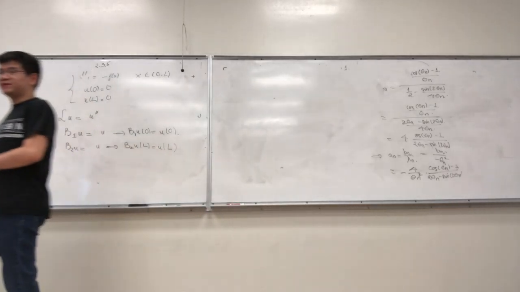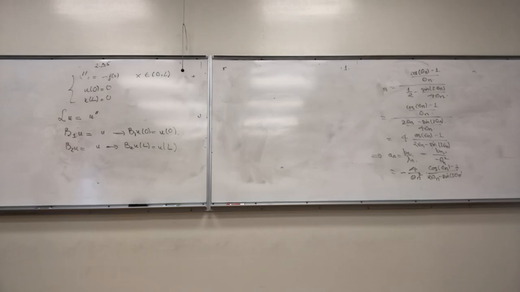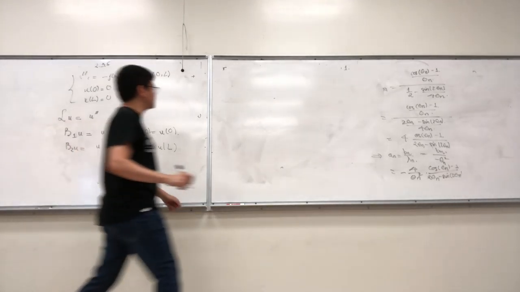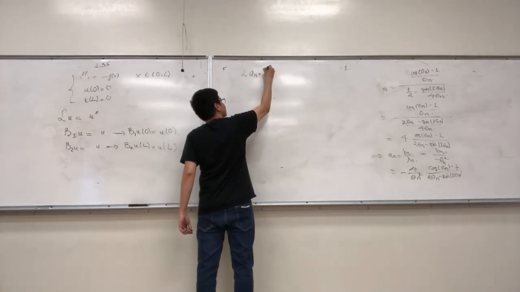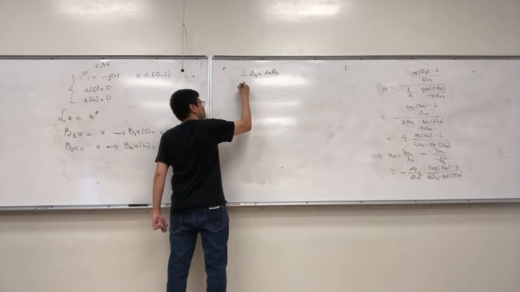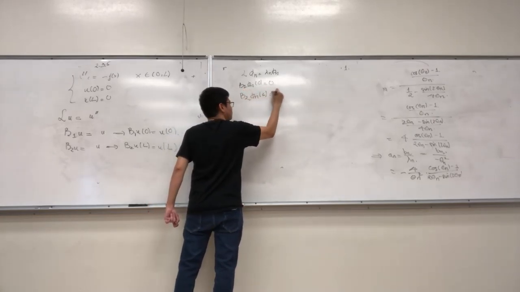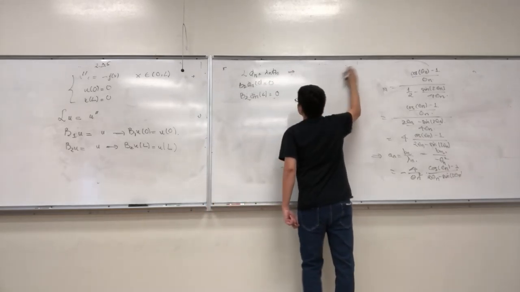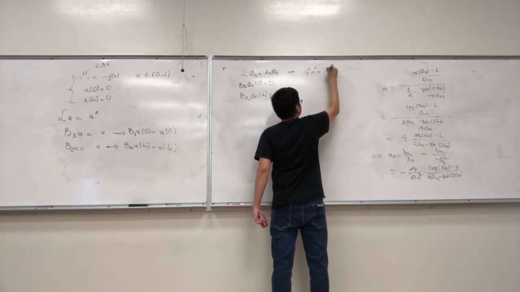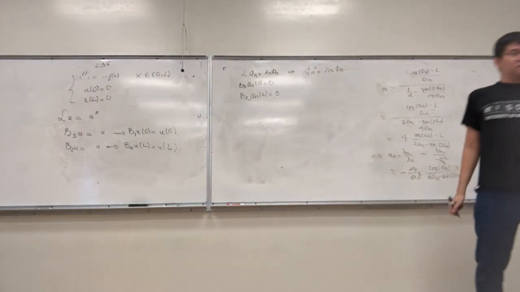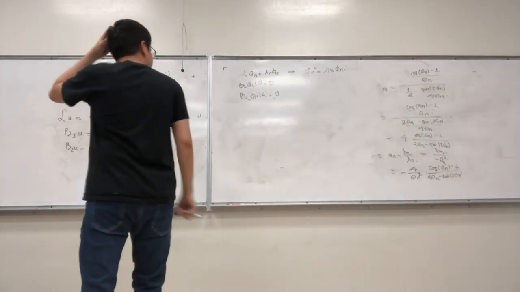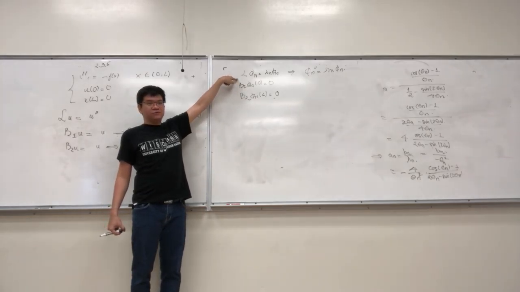So what is the eigenvalue problem that we need in this case? Phi n double prime is equal to lambda n phi n, phi n of 0 is equal to 0, phi n of L is equal to 0. Excellent. So the eigenvalue problem will be L of phi n equals lambda n phi n, right? And B1 of phi n at 0 is 0, B2 of phi n at L will be 0. So this gives me phi n second equals lambda n phi n, right? The first one gives me phi n second is lambda n phi n, because L of u is u second, right?